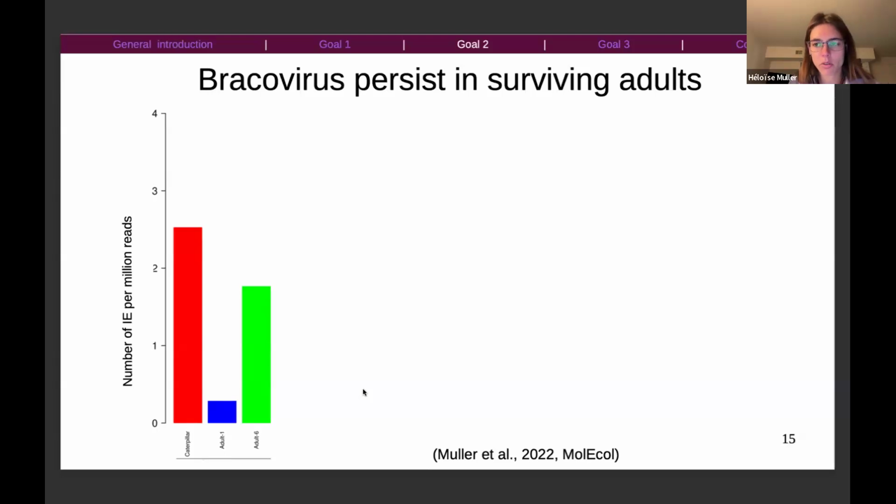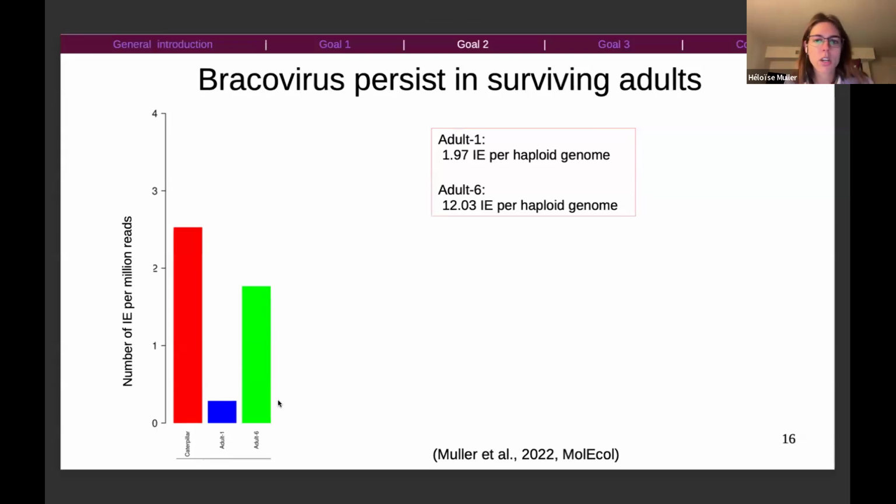So here we first check the second point. You can see in red the number of integrations at the caterpillar stage, so just after parasitism. And in blue and green, you can see that at least some of those integrations were able to persist until the adult stage of surviving caterpillars. More precisely, we estimated that there were 2 integration events per haploid genome on average in adult number 1, so twice more per diploid cell. And in adult 6, we even found 12. So this sounded like quite a lot to us.